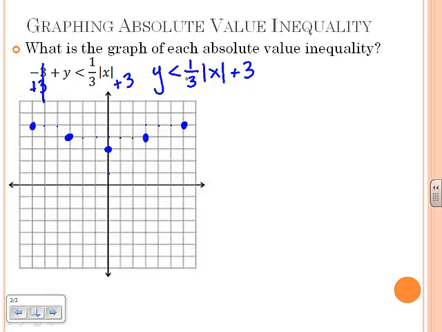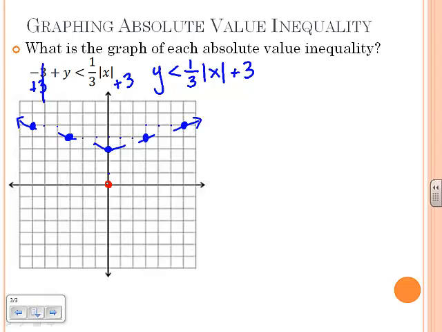Now, because this inequality is not equal to, our V shape is going to be a dashed line. So we draw a dashed line through our dots, creating a V shape. This time, we're going to be shading above the V or below the V. So once again, let's pick a test point.